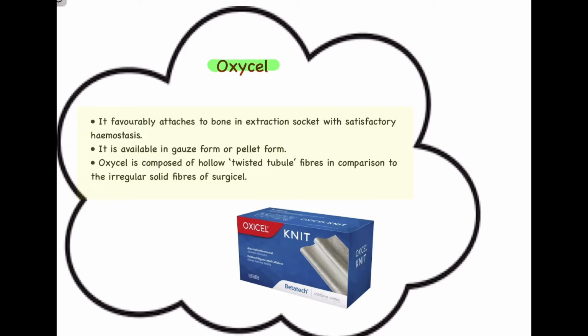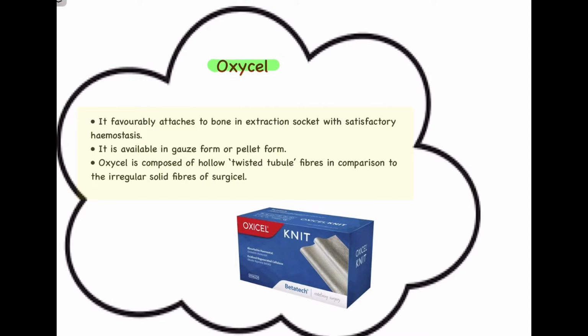It is preventing the excessive bleeding, as well as generating a kind of pressure over that particular area and preventing further oozing of the blood, right? So it is available in two forms, either in the gauze form or in the pellet form. The Surgisil is only available in the gauze form.